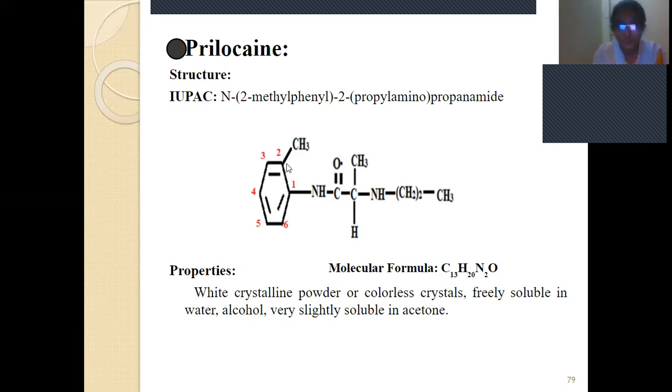So this is 2-methylphenyl 2-propylamino propionamide. The properties are white crystalline powder or colorless crystals, and it is freely soluble in water and alcohol, and very slightly soluble in acetone.